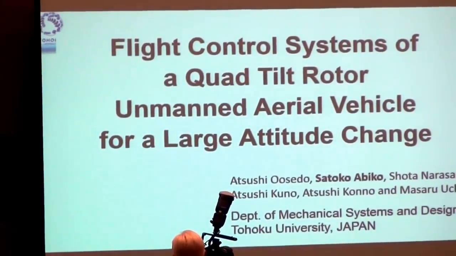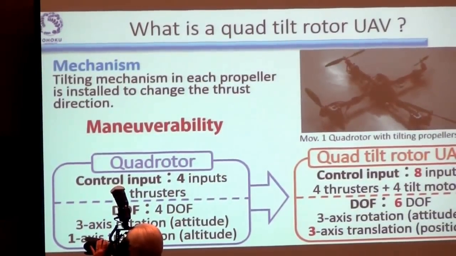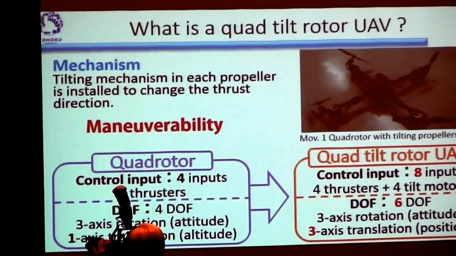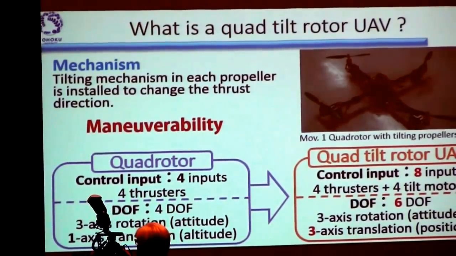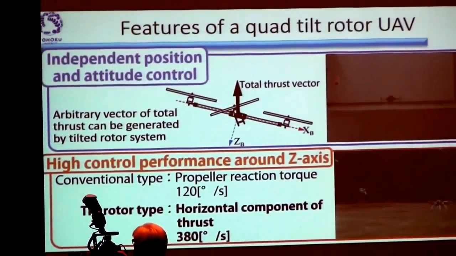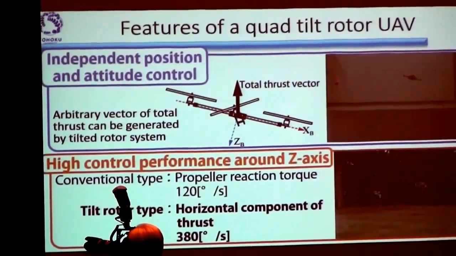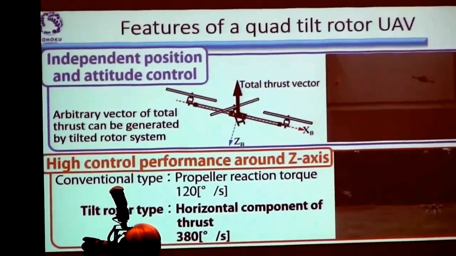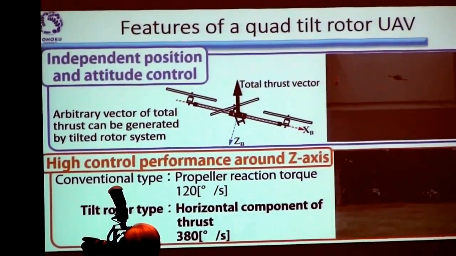Thank you, Chairman. The topic of our research is to develop flight control systems of a quad tilt rotor UAV for large attitude change. So what is a quad tilt rotor UAV? It is a UAV which has a tilting mechanism in each propeller to change the thrust direction to get more advanced maneuverability compared to the conventional quad rotor UAV. The features of this kind of quad rotor UAV are independent position and attitude control, as you can see in the movies. Another good feature is high control performance around the Z-axis or yaw axis.